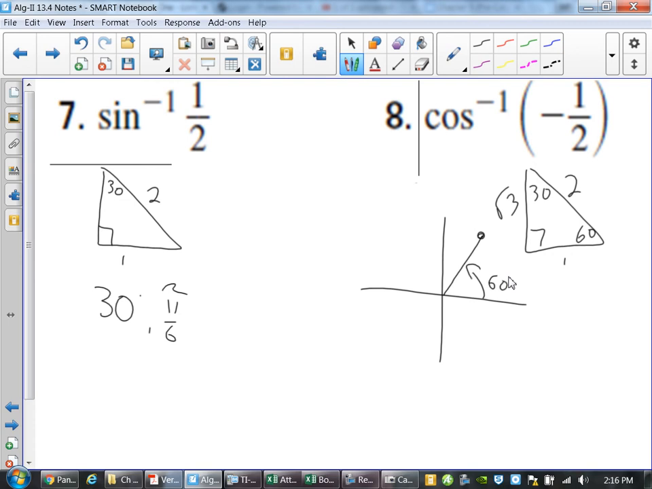But I'm looking for it to be negative, which means it's over here, up 60, so it is at 120. So it's 120 degrees. Now think of this in terms of pi. 60 degrees was pi over 3, correct? It's pi over 3 away from a full pi, so it is 2 pi over 3.